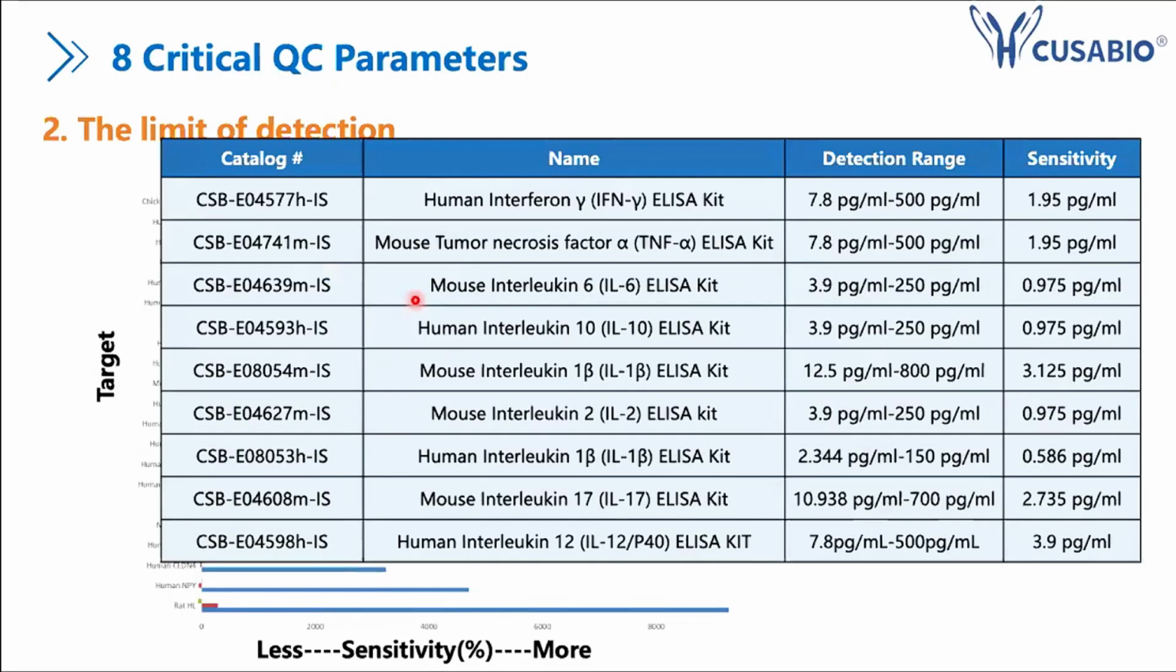And here is a table. This table summarizes the products from the IS series. IS means industry standard. All these kits are developed specifically for industry customers, such as pharmaceutical companies, and they have a super performance compared with some other kits.